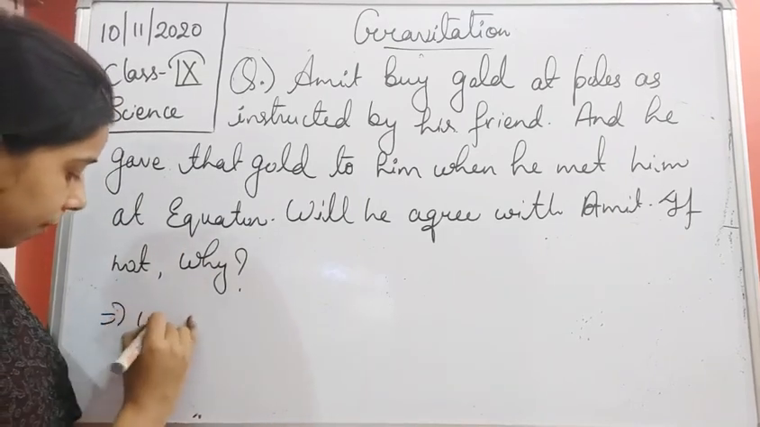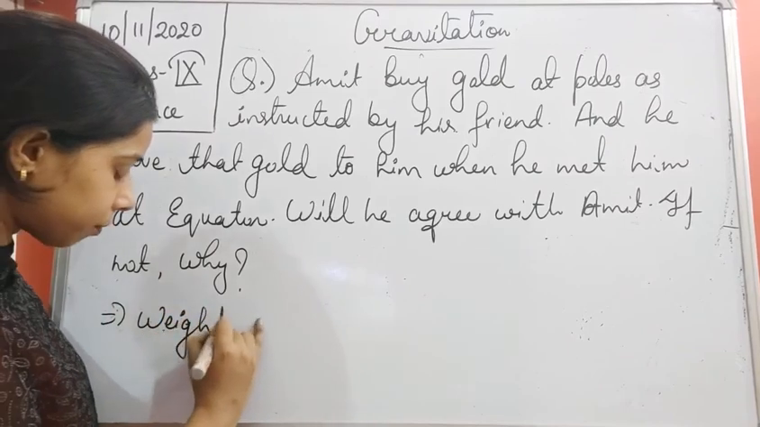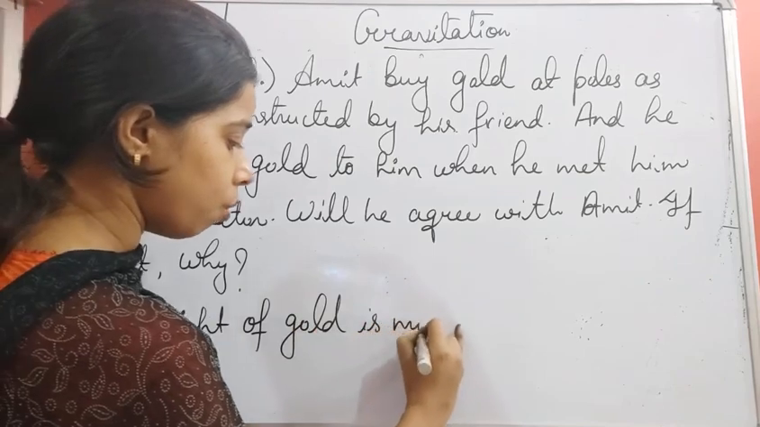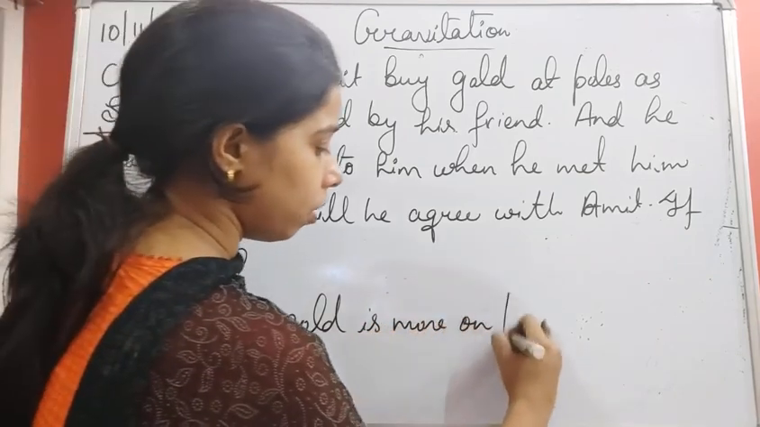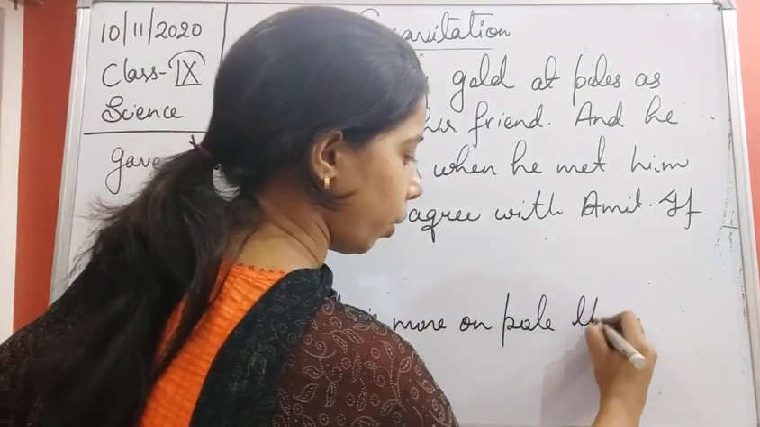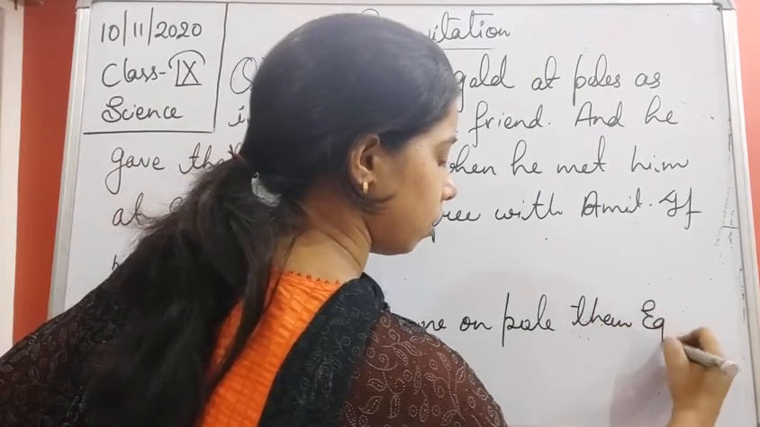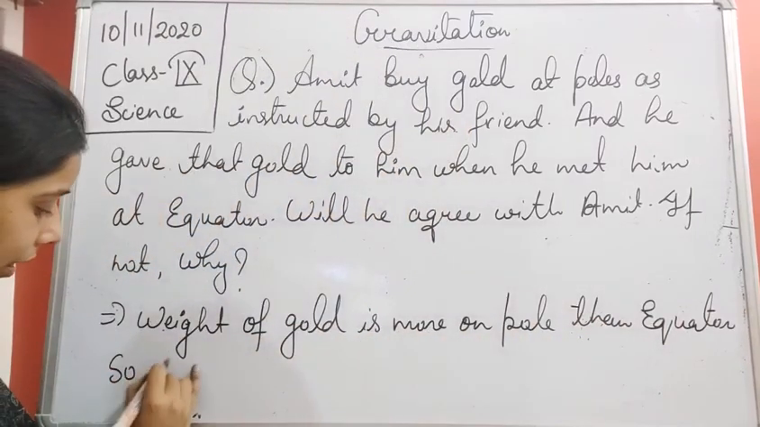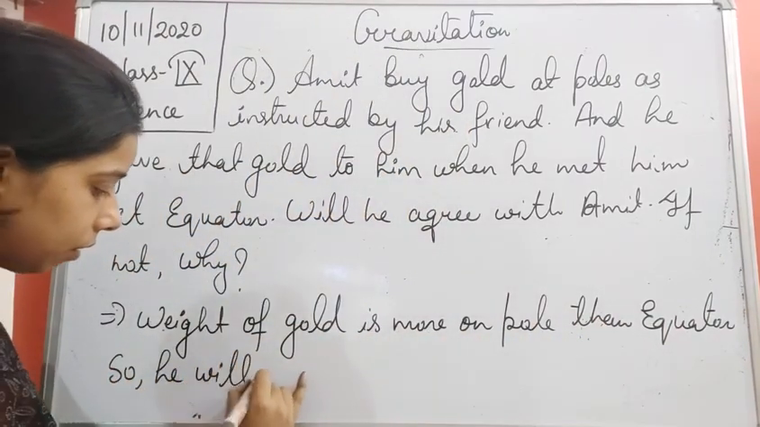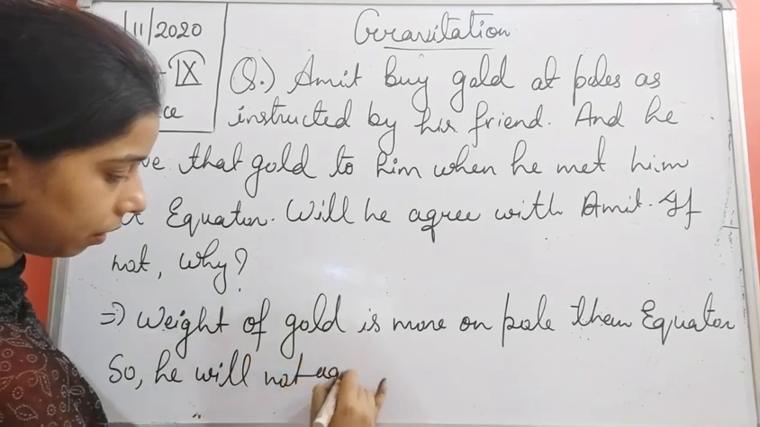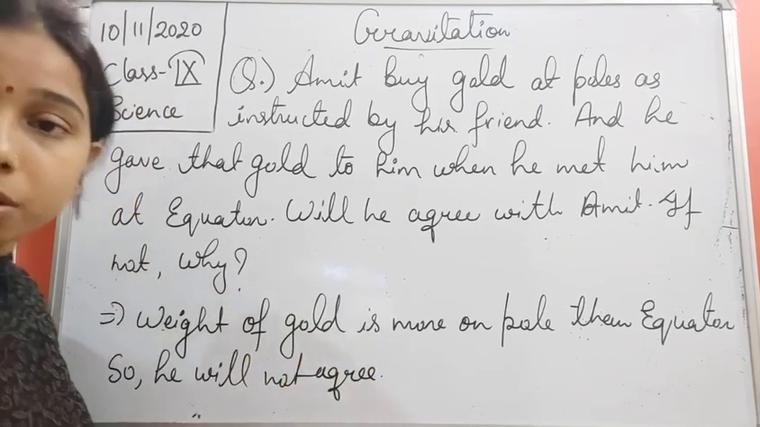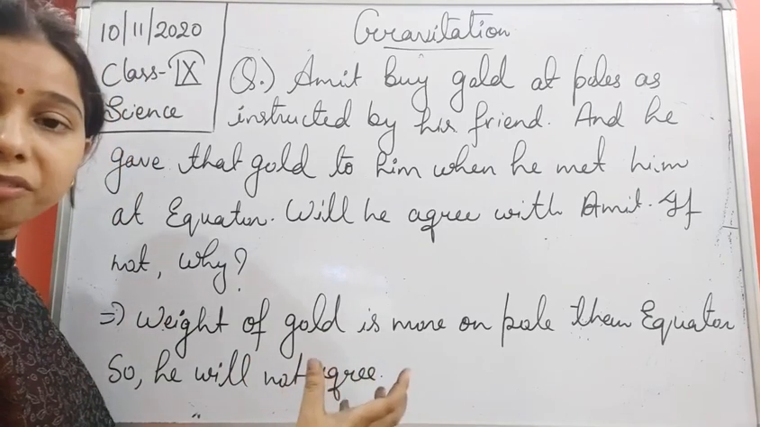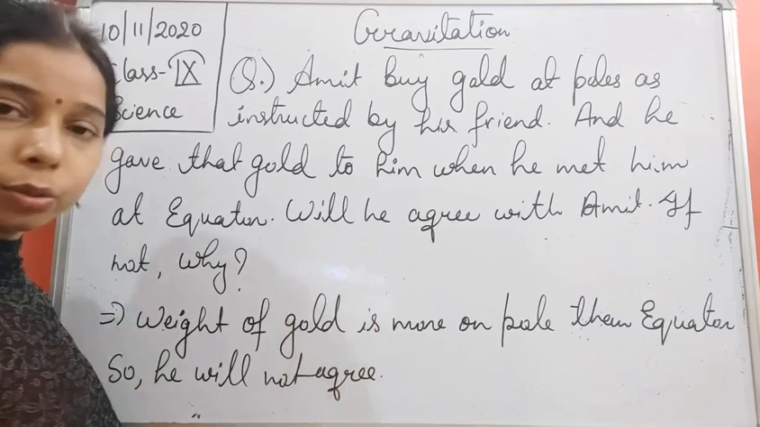Okay, so you will write it: weight of gold is more on pole than equator, so he will not agree. He will not agree because at the equator the weight of the gold is lesser as compared to that of the pole.